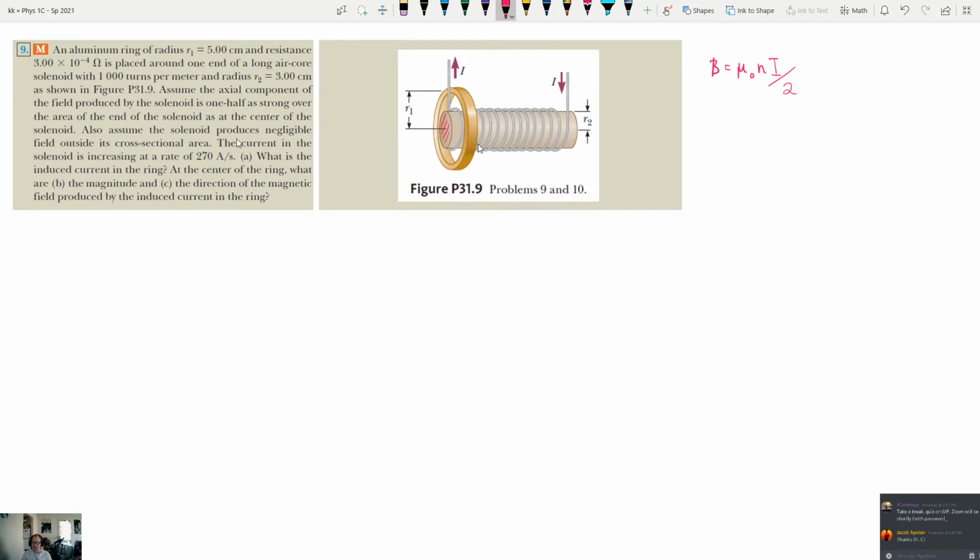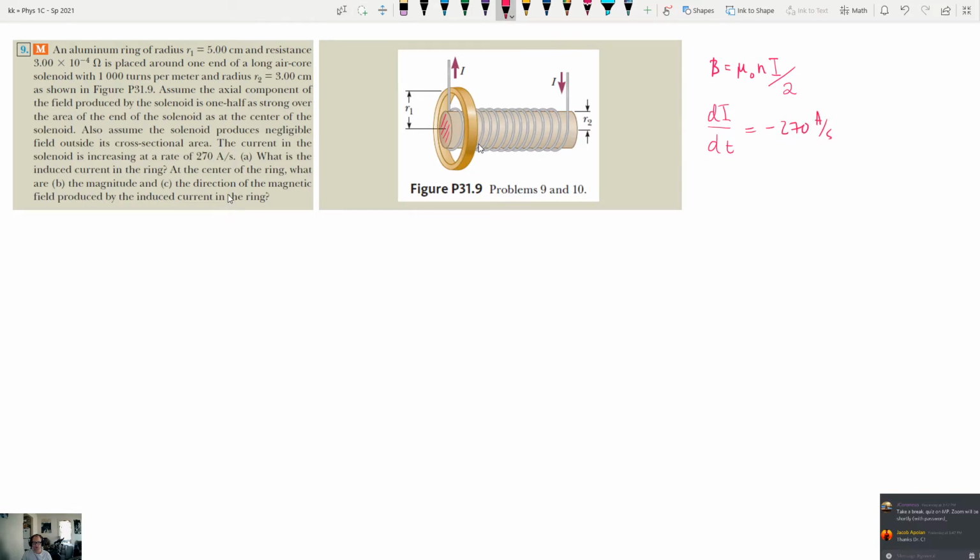Also assume that the solenoid produces negligible field outside its cross-sectional area, so that would mean anywhere outside of the cross-sectional area, the field's going to be 0. And then we know that the current in the solenoid is decreasing at a rate of 270 amps per second. So I'm going to call that di dt, the rate of change of the current, and it is a negative 270 amp per second in this problem.